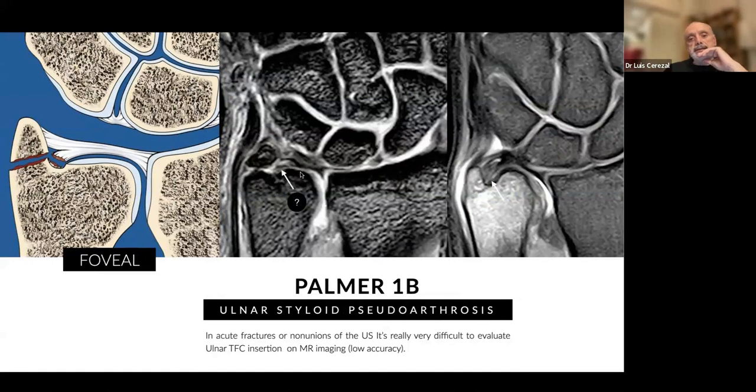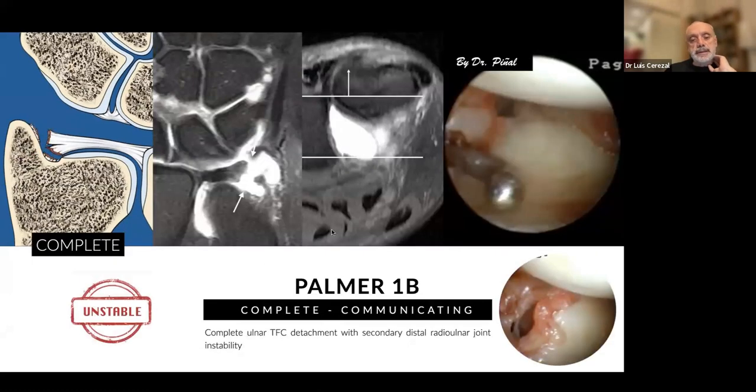Like in this case, this is an old 1.5 MR image, and it's really difficult to be confident of the status of the foveal insertion. But with a normal MRI or 3 Teslas, very well positioned, a small field of view, like in this case, it is very clear that the foveal and styloid insertions are respected in this patient.